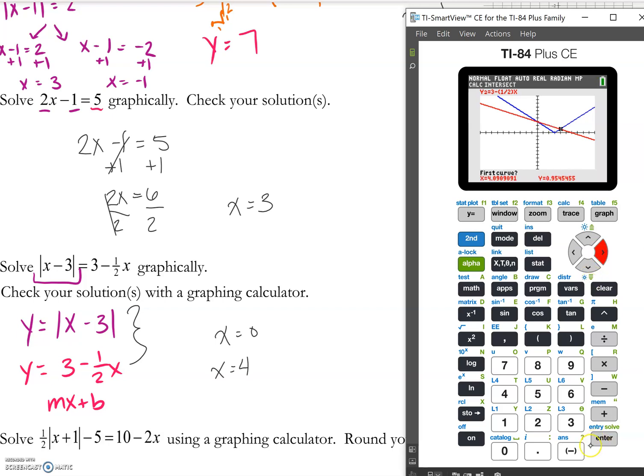And again, just hit enter 3 times. 1, 2, 3. And I also get x equals 4.